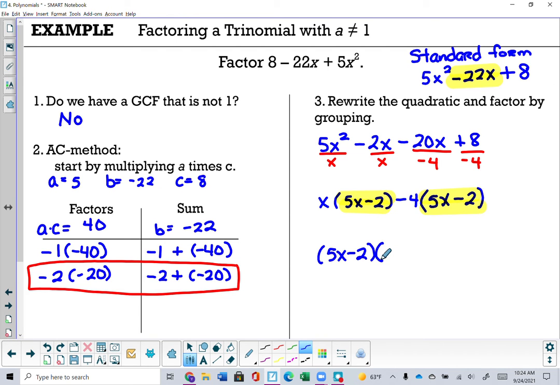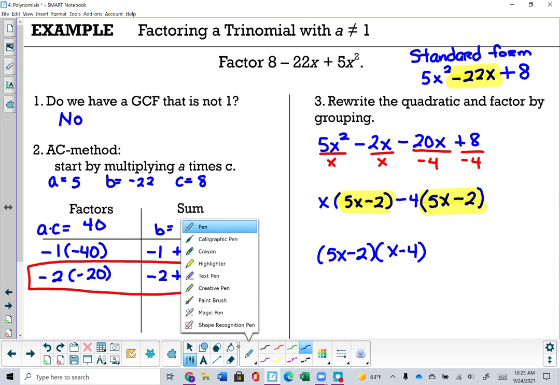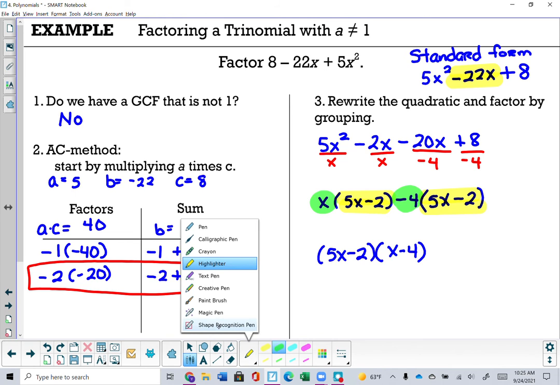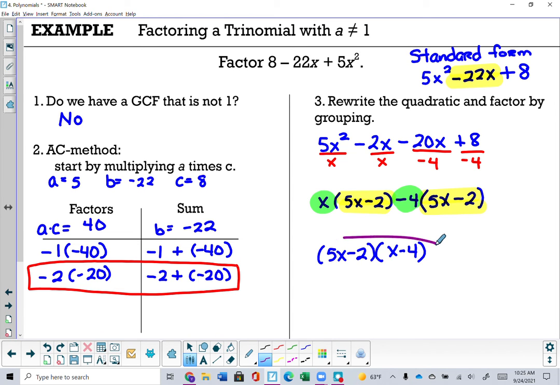Some of you might be wondering, do we have to write the divide by 5x minus 2 every time? No, I like to do that just so you can see it. But if you can visualize it, you can see if you're factoring out the 5x minus 2, you're left with the x minus 4, which is this and that. And so there's our answer as before.